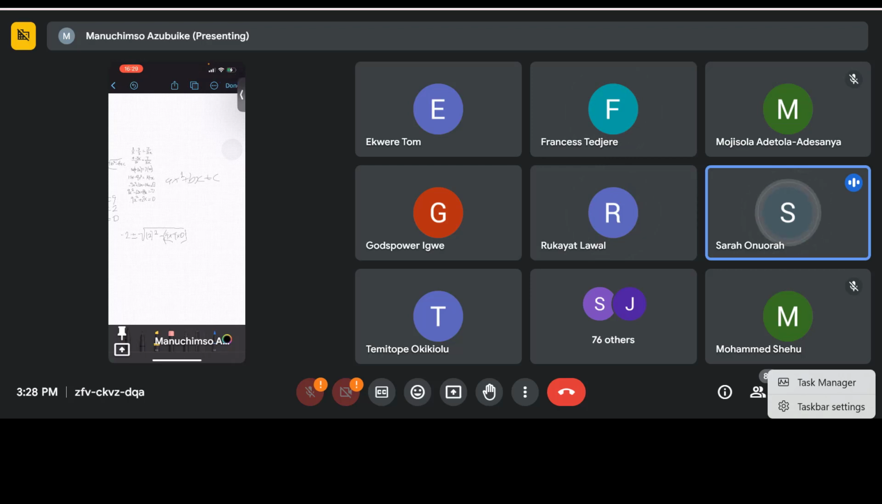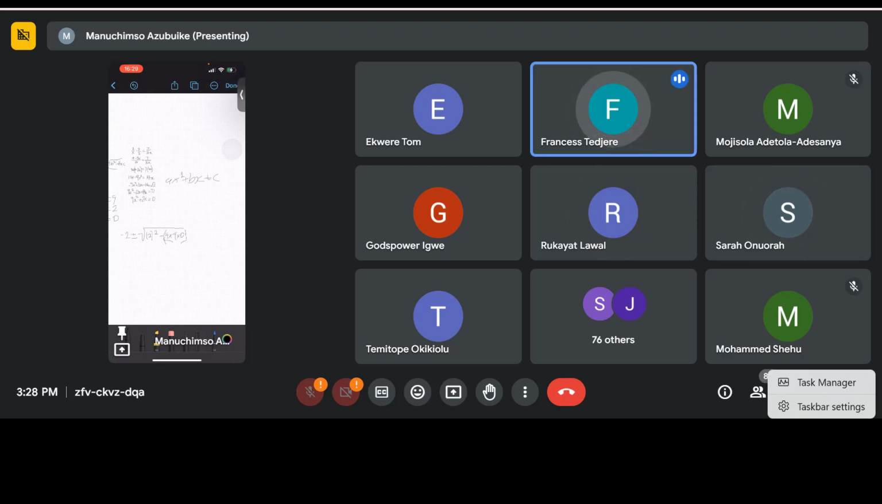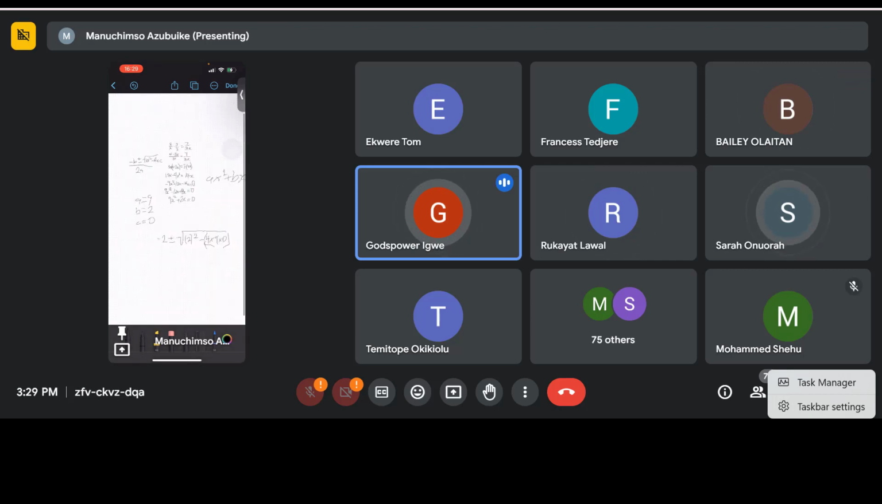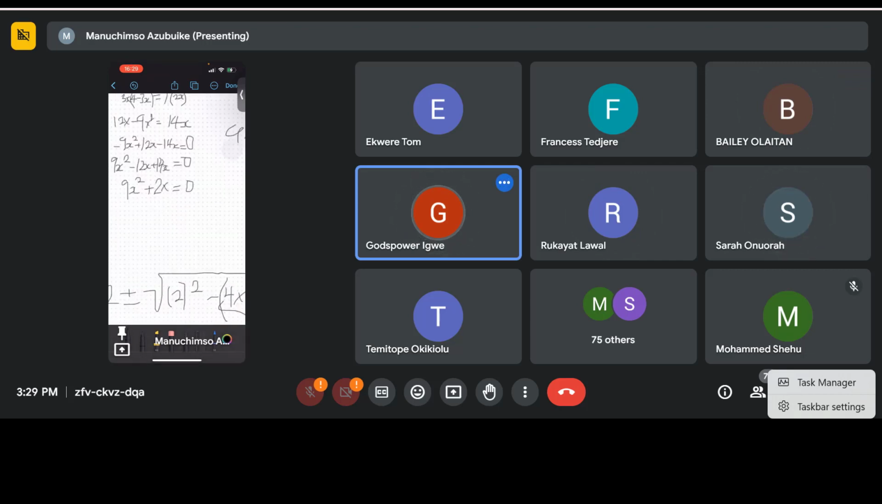Wait, so what is the C? I think this formula would not work for this solution. Don't assume, just say C is 0. Where is the C in the equation?